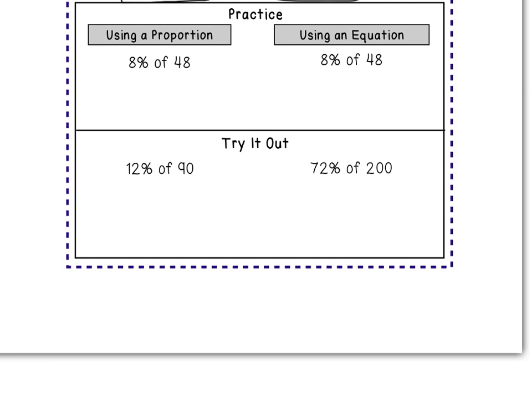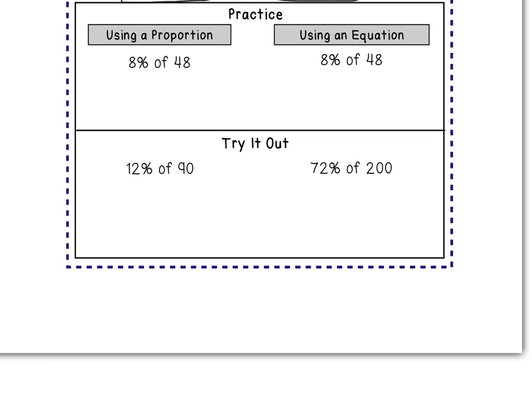All right, we have a couple of practice problems. They're both the same, 8% of 48 and 8% of 48. One column is asking you to use the proportion, and one is asking you to use the equation. I'm going to ask you to pause the video each time so that you can try working this out on your own, and then hit play to see whether or not you got it correct. So go ahead and hit pause, and I want you to start solving 8% of 48 using the proportion.